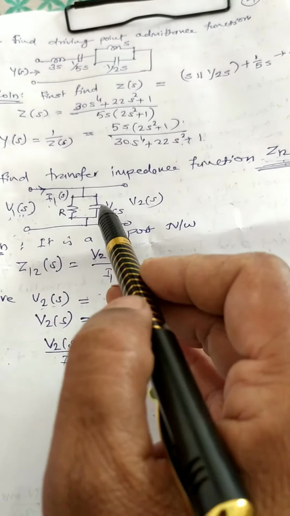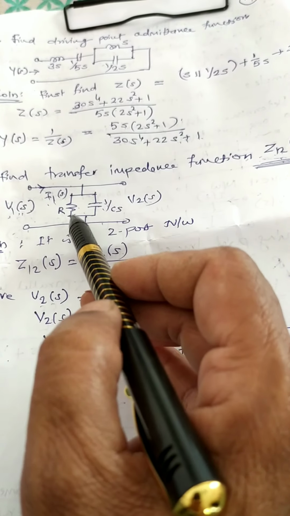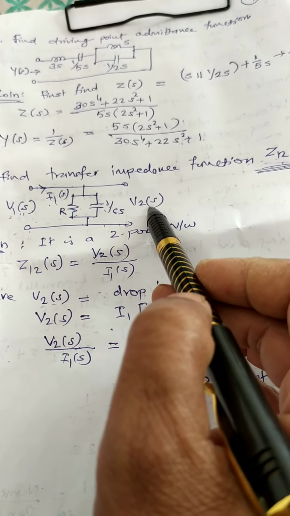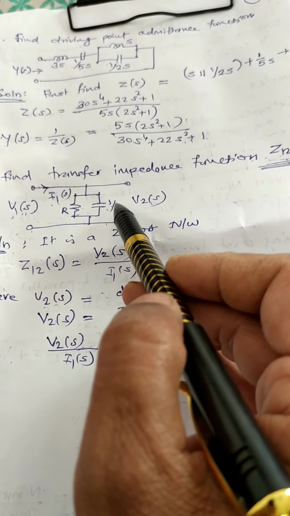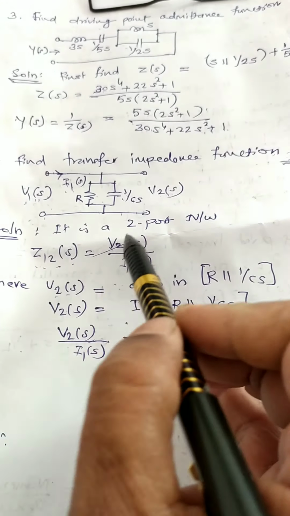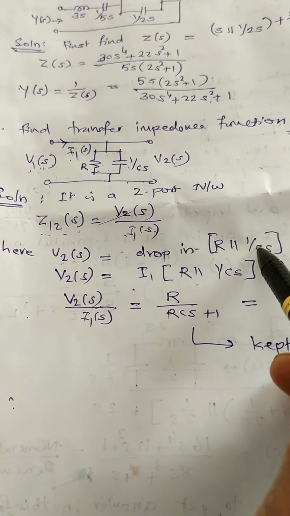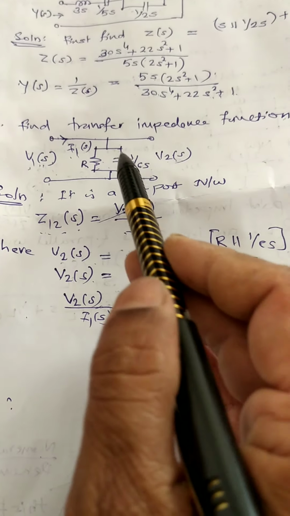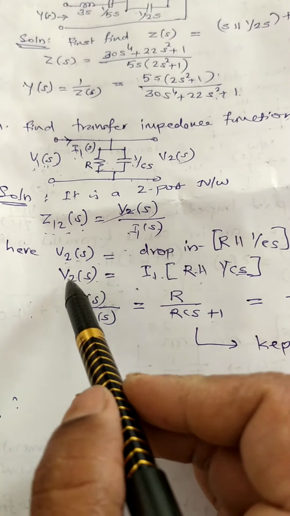Once you know I1, when it comes to this point it gets divided into two parallel branches. But I want the current in this branch because I want V2. V2 is the current in this branch multiplied by the impedance. Therefore, see how it is written. First I will write Z12 is equal to V2 by I1. Here V2 of S is the drop in R parallel with 1 by Cs. So V2 of S equals I1 of S into R parallel with 1 by Cs. I got the equation for V2 of S.